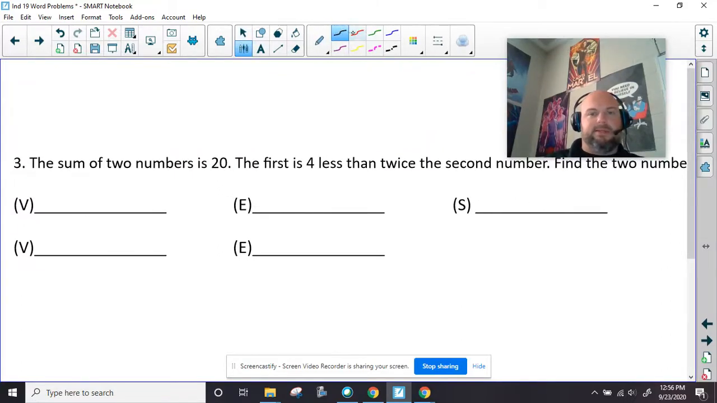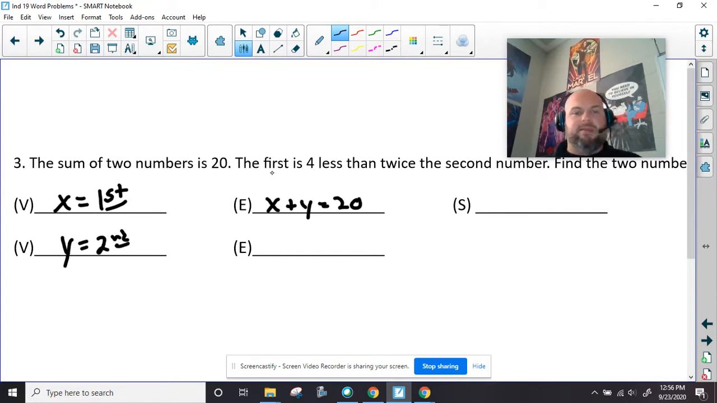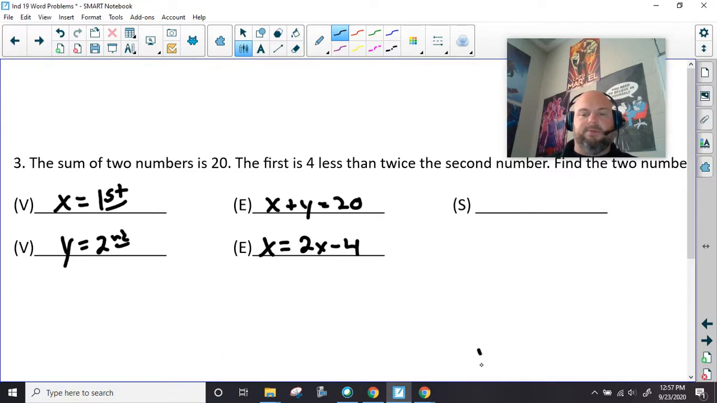So let's look at this. It says the sum of two numbers is 20. So we know that this is x plus y equals 20. Yeah, I kind of started with some number things. So x equals first. Y is going to be the second. All right. Now, the first number is 4 less than twice the second number. So this is going to be 2y minus 4.